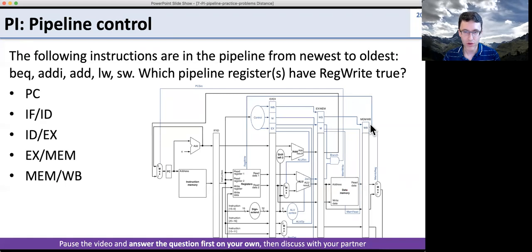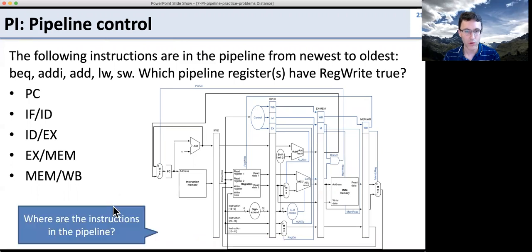So if you follow it through here, you can see reg write is stored right back in here and here and here, and it's set to say whether or not the instruction that's in that stage, when it gets to the end, is going to write into the register file. So let's take a look at what we've got.